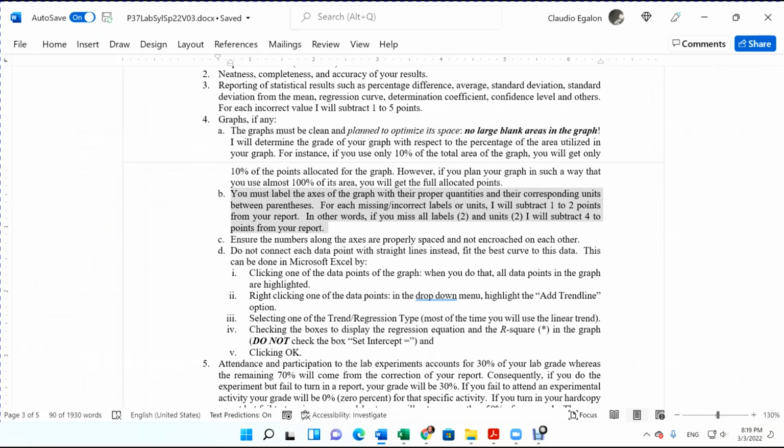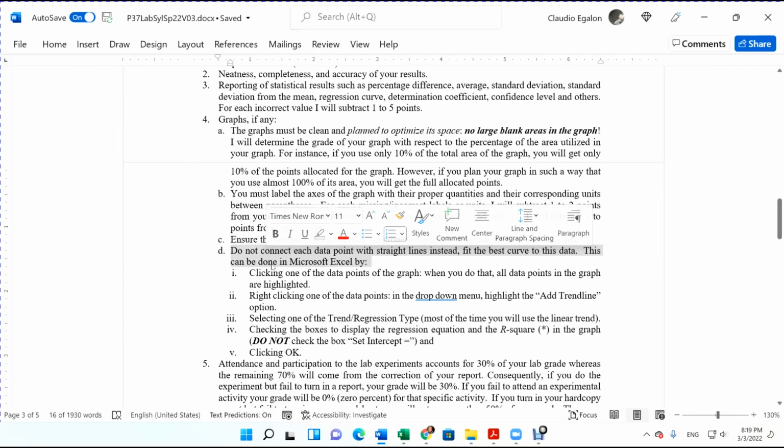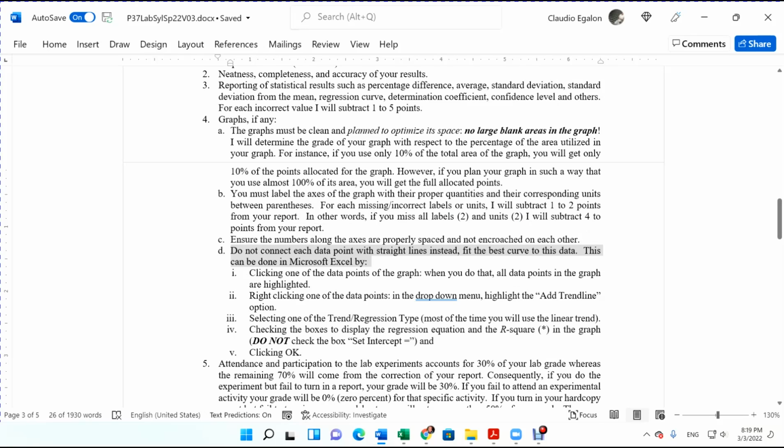We did the labeling, okay? Ensure the numbers along the axis are properly spaced and not encroaching on each other. We did that as well. Do not connect each data point with straight lines. Instead, fit the best curve to this data.